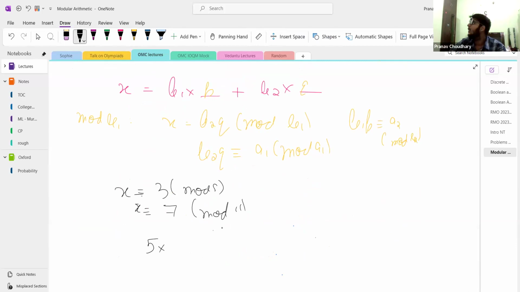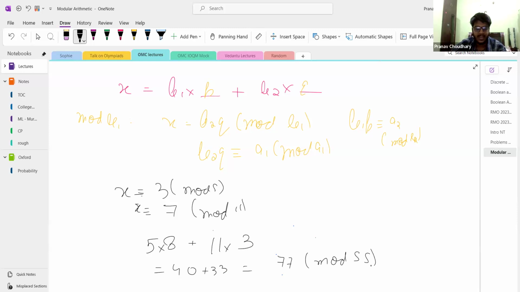In this case, it would be 8. 40 is congruent to 7 mod 11, right? Plus 3 into, or not 3, sorry. I'll multiply 11 by something so that it's 3 mod 5, which can be 3. So this will be 40 plus 33. It is 77 mod 55.